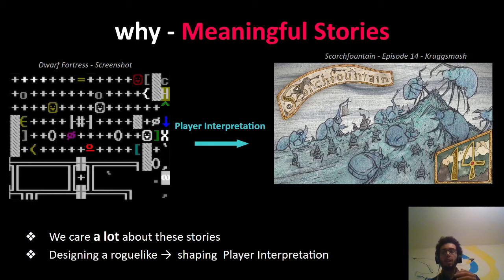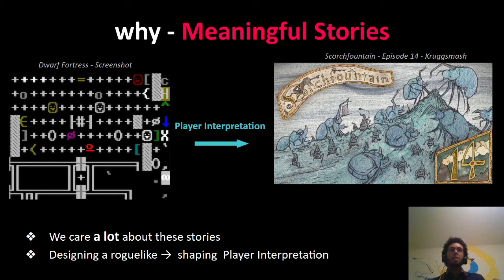And player interpretation is actually very important for us roguelike players and game devs because it helps us go from a screenshot of draft threads that looks like someone just mashed their keyboard to whole stories with drama, with funny moments, with plot twists and everything. And the key to do that is player interpretation of what's happening on screen. And we care a lot about these stories. We love them. They are dear to us, and we love them so much that we made a whole conference about them. So player interpretation is actually very important.